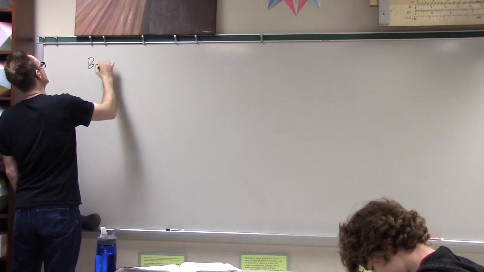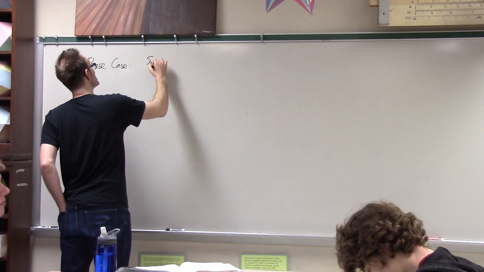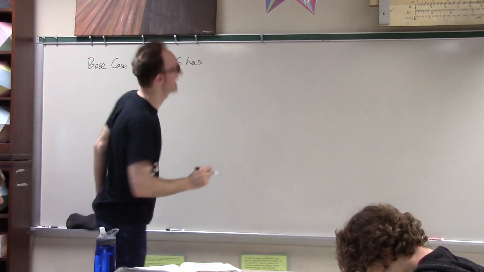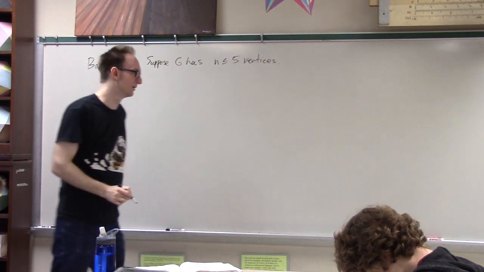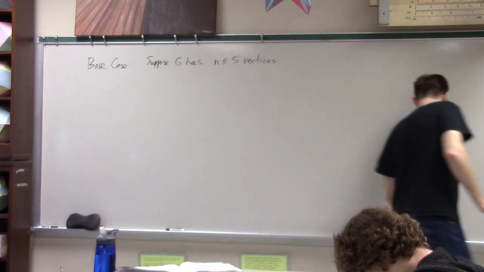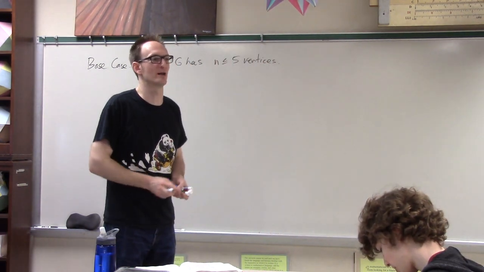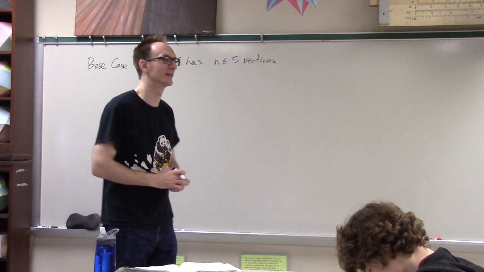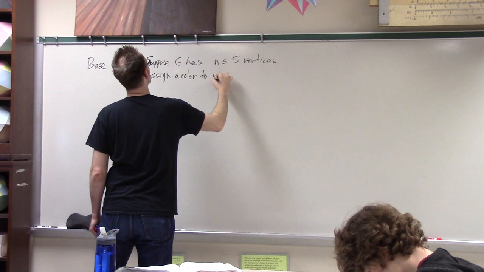Base case. A bunch of triangles. We're going to induct on the number of vertices. So base case. Suppose G has n less than or equal to 5 vertices. Okay, well, you're supposed to say duh, because if a graph has only 5 vertices, then clearly it is 5 colorable. Duh. Just give every vertex its own color. Agree? Yeah. So assign a color to each vertex.